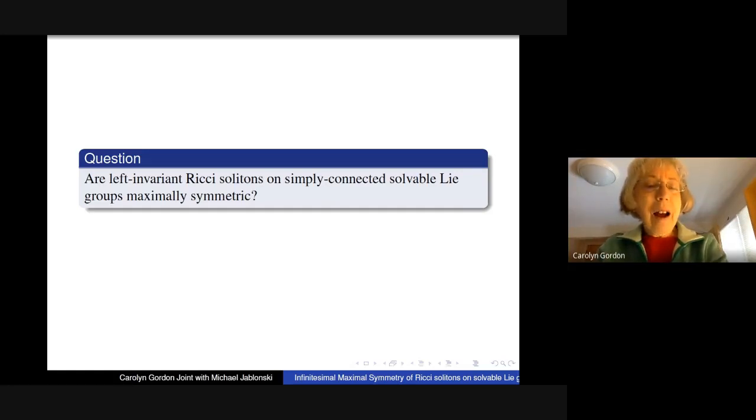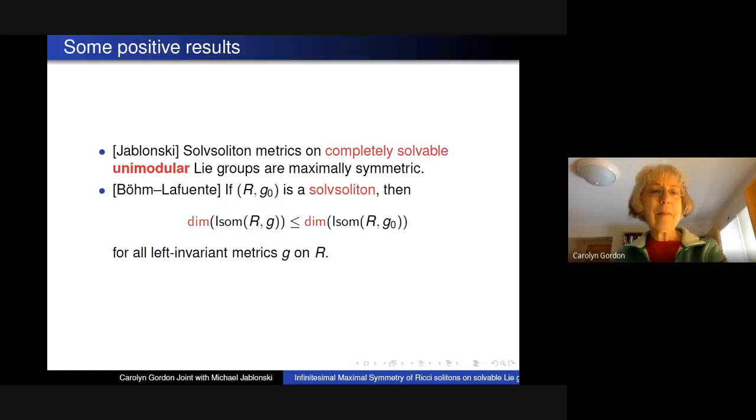So the main question I want to ask: are left invariant Ricci solitons on simply connected solvable Lie groups maximally symmetric? Some positive results. Mike Jablonski proved that if you look at completely solvable unimodular Lie groups, and unimodular is key here, then solvsoliton metrics on such Lie groups will be maximally symmetric. Now, completely solvable unimodular is one of the settings we talked about at the beginning, where the group G of left translations, or S in this case, always sits inside the full isometry group as a normal subgroup. So the isometry group is just the group together with automorphisms. And that comes in heavily here in the proof.